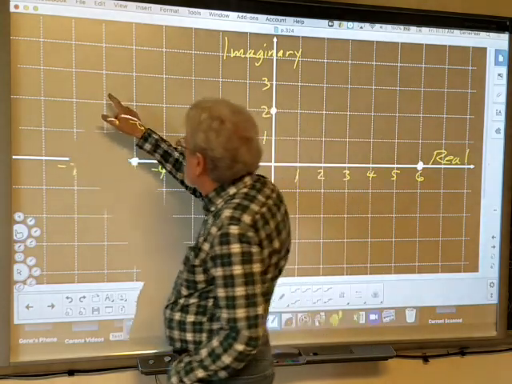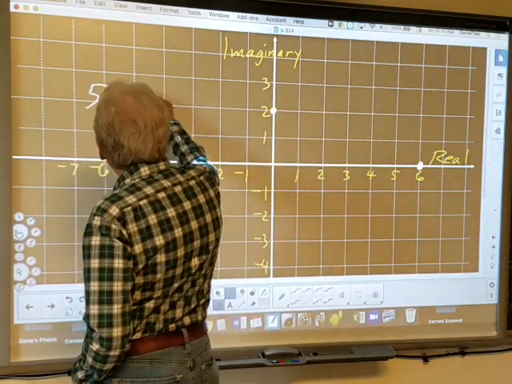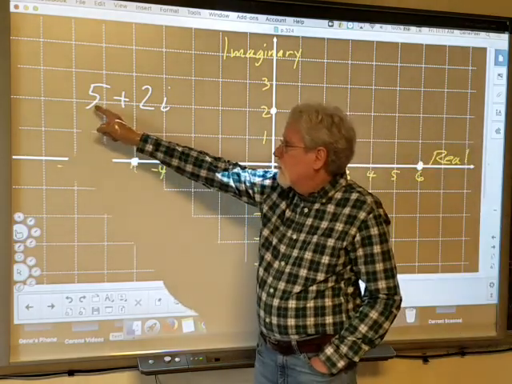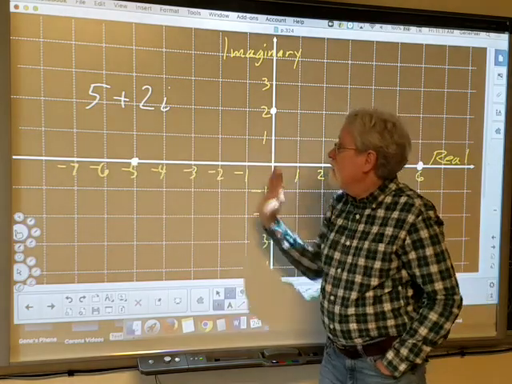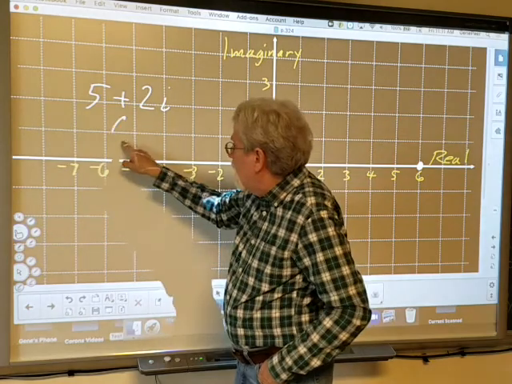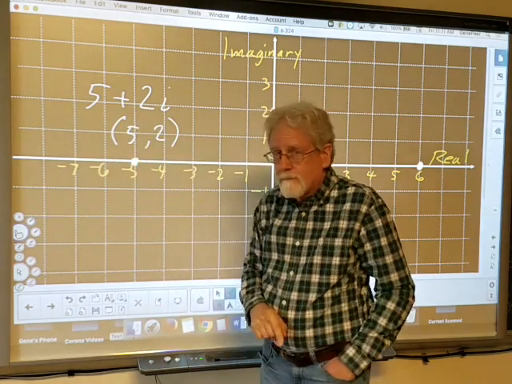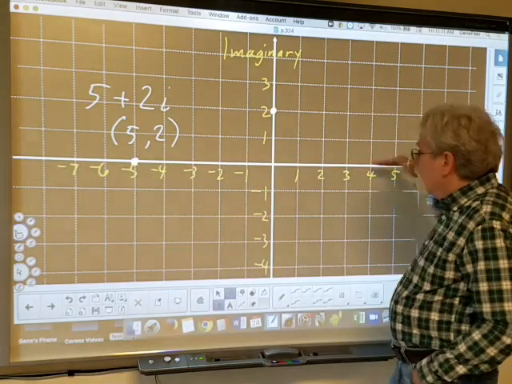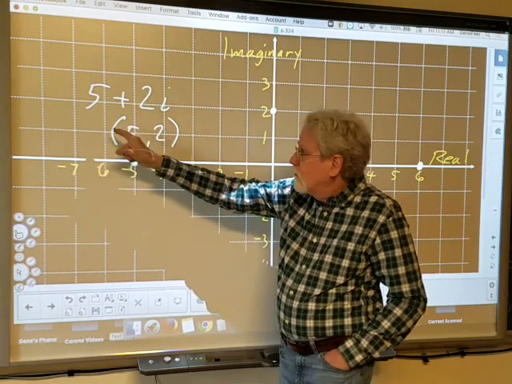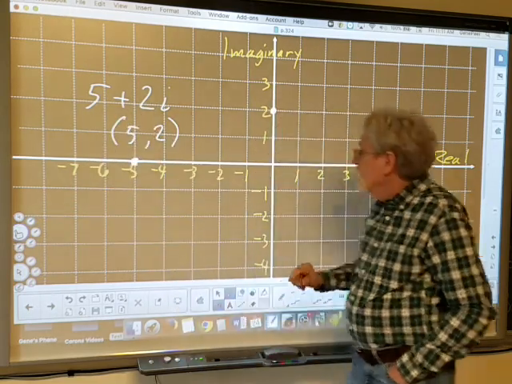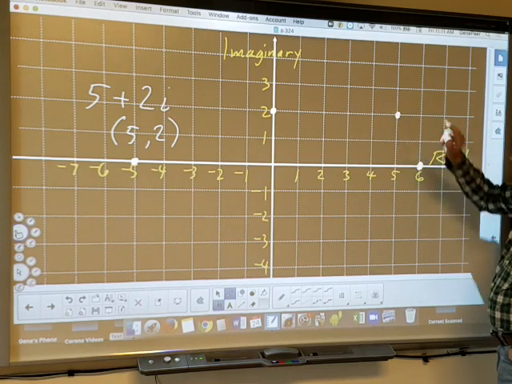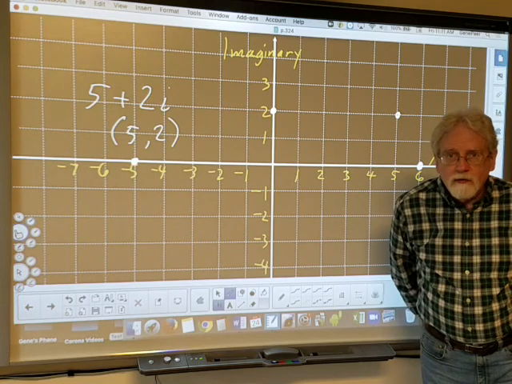How do we do something like 5 plus 2i? 5 plus 2i has the real part and the imaginary part. Yes, we're going to graph 5 plus 2i as if it were the ordered pair 5, 2. 5 on the real axis, 2 on the imaginary axis. So the complex number 5 plus 2i is located right here. That is 5 plus 2i, the complex number.